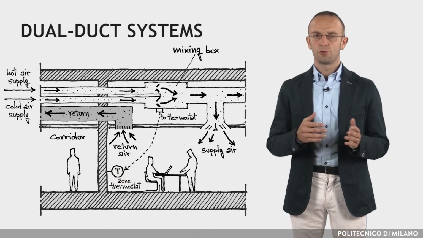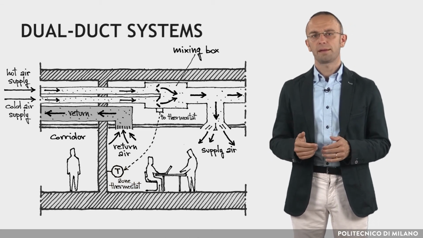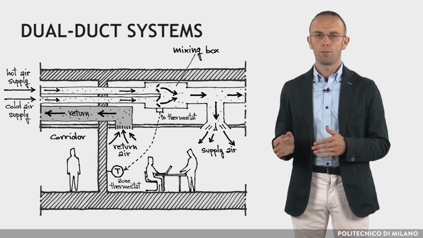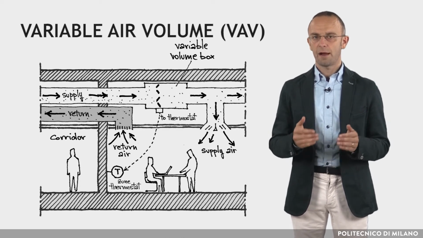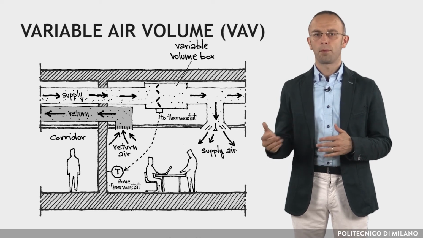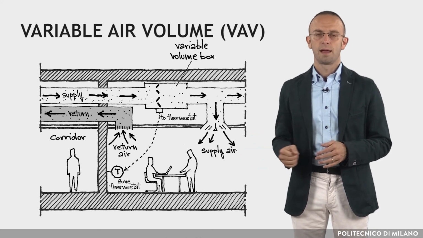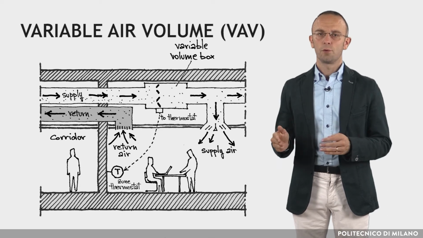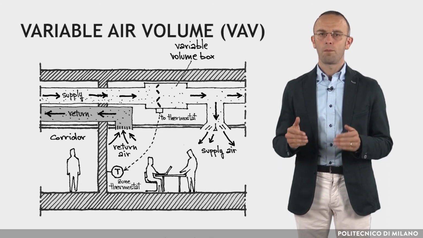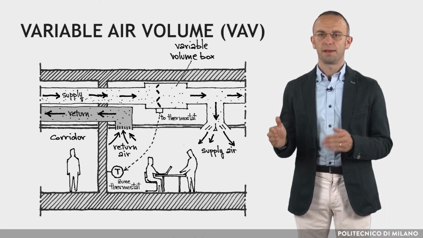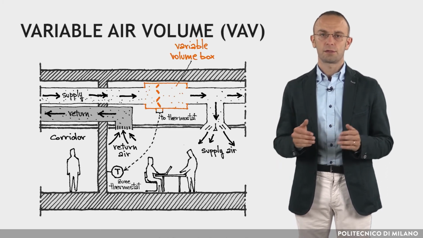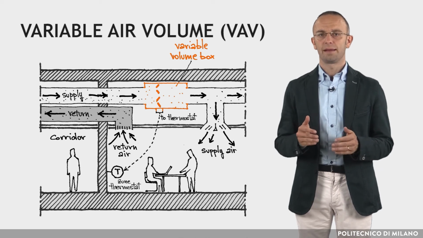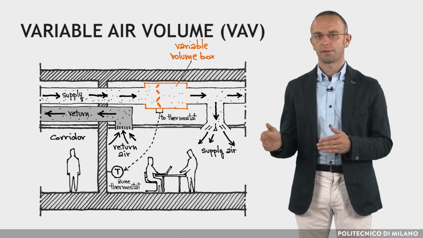Both single and dual duct configurations can be operated either with constant air volume or with variable air volume. In this second case, the airflow supplied to a space is proportional to the changing load. A single central unit supplies air through a common duct to all conditioned spaces, and each zone is provided with a VAV box that adjusts the volume of supply in response to the zone requirements.